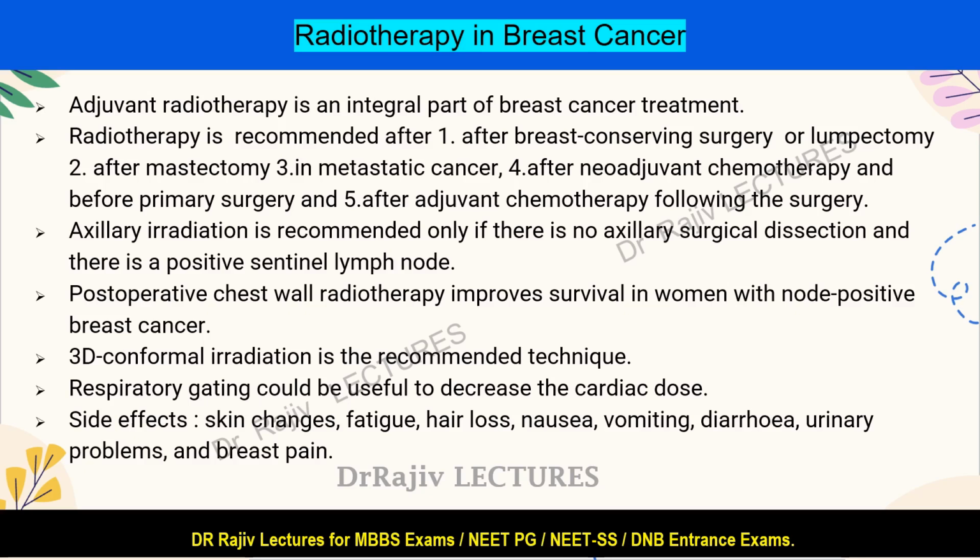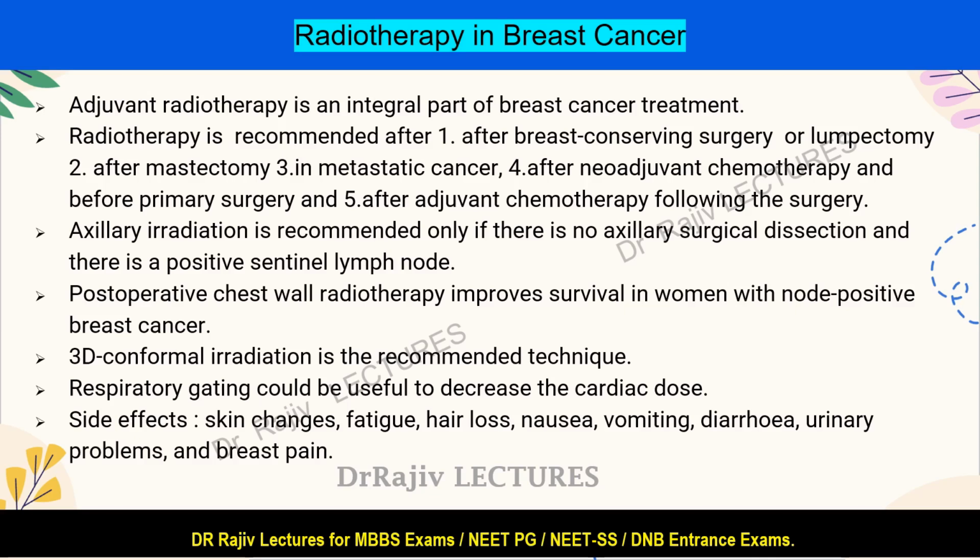In patients with T1N0 or T2N0 breast cancer, mastectomy and a sentinel lymph node dissection provide effective local control and radiotherapy is not required. But after mastectomy, chest wall irradiation is required for T3, T4 tumors and if there is an axillary nodal involvement, whatever the number of involved lymph nodes may be. However, the use of post-mastectomy radiation therapy for patients with stage 2 disease is controversial. Axillary irradiation is recommended only if there is no axillary surgical dissection and there is a positive sentinel lymph node.